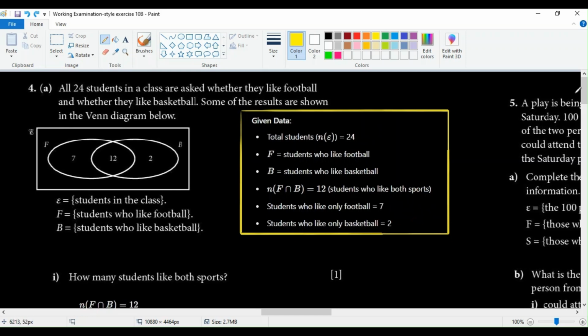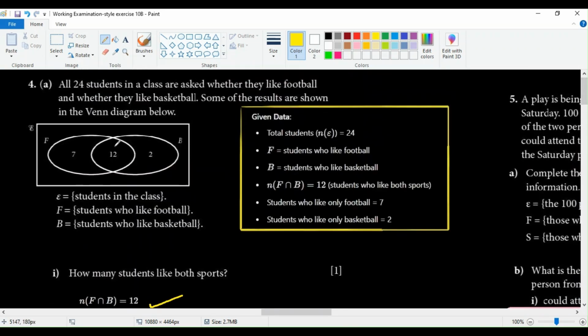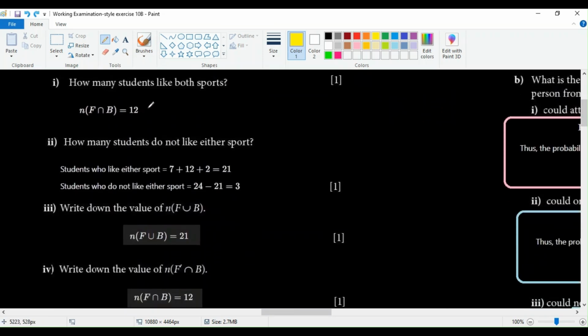Now comes the question, how many students like both sports? That means it is 12 we are talking about, which is over here. This is the number of students who like football and basketball both. Now comes the second part of the question. It says how many students do not like either sport. That means those who like either sport is 7 plus 12 plus 2, which equals 21, and altogether we have 24 students, which means 3 students don't like any sports.